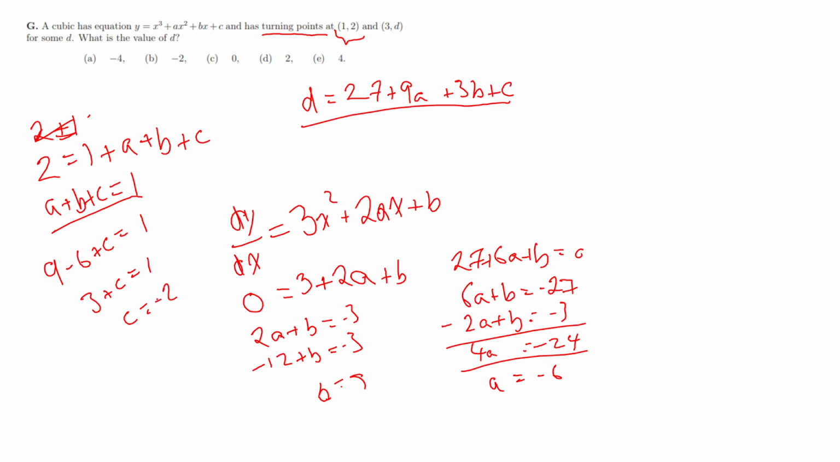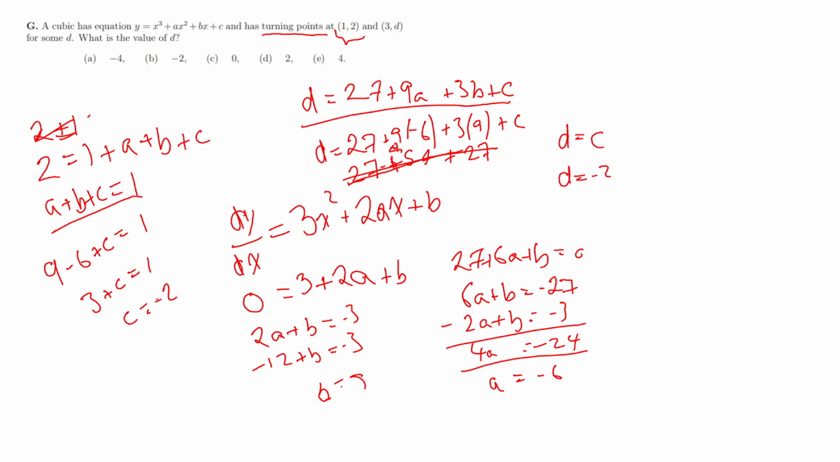And we can just go to this d equation. d equals 27 plus 9 lots of minus 6, plus 3 lots of 9, plus c. Now this becomes minus 54, this becomes 27, and 27 plus 27 minus 54 cancels, so that just becomes 0. So d actually just equals c, which equals minus 2. So d equals minus 2. And where is minus 2? Minus 2 is here. So the value of d is minus 2, and that's this question done.